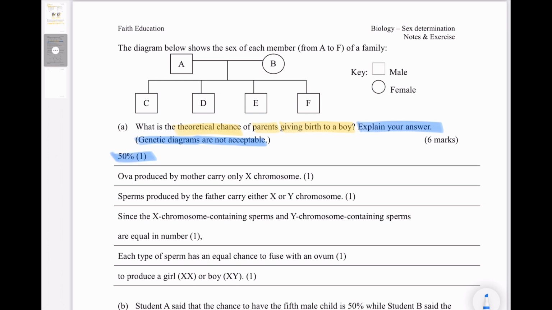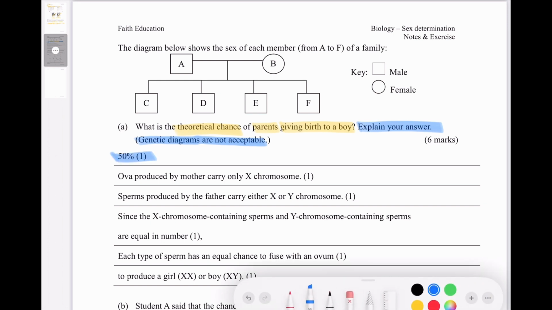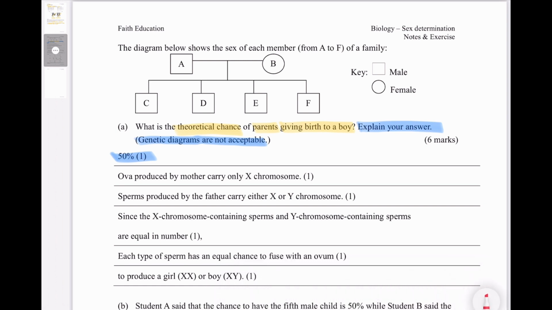So as I mentioned, 50% is easy to say. However, how can you use words to express your idea without using the genetic diagram? You can still recall the 4 steps scaffolding for the basic genetics. First of all, for the mother, what is her genotype? She has XX chromosomes. And the eggs produced by the mother carry only the X chromosome. On the other hand, the father has the XY chromosomes. Therefore, the sperms produced by the father carry either the X or Y chromosome.